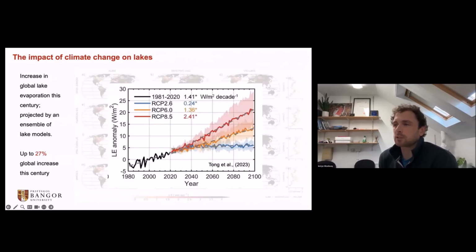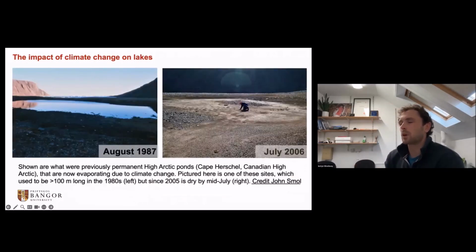Shown in a time series format, this here shows the latent heat flux anomaly, which is a substitute here for lake evaporation rates, going from 1980 to 2100. And again, we see the changes in RCP 2.6, 6.0, and 8.5, each of which under RCP 8.5 showing this near linear increase in lake evaporation this century. Okay, obviously what this means is if we have an increase in evaporation rates or increase in the latent heat flux in lakes, the amount of water in the lakes, unless it's directly replenished by precipitation, will dry up.